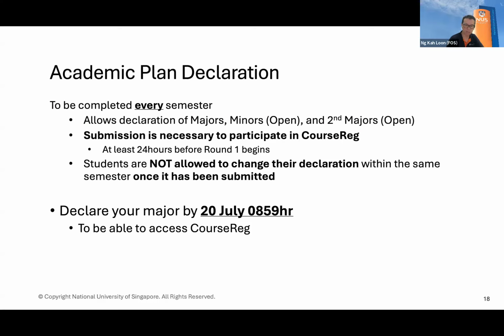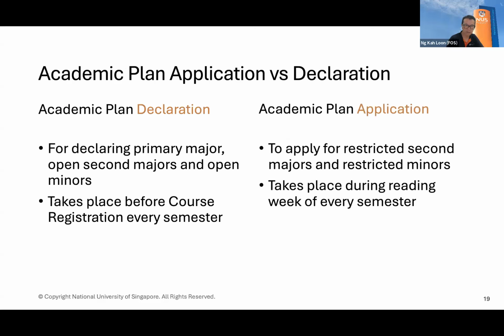So for this coming semester, please make sure that declaration is completed by the 20th of July, because 24 hours after that, on the 21st of July at 9 a.m., that's when course rec round 1 will be commencing. Just to highlight the difference, for most of you, unless you are planning to do an academic plan application for a restricted minor, if you want to declare an open minor, you can do it at the beginning of the semester.